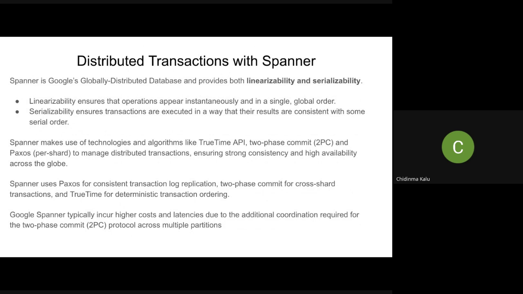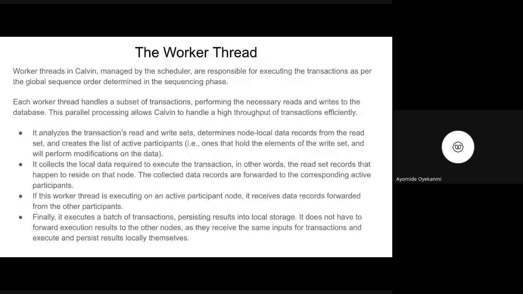Yes, we are in Spanner. Sorry, you want to say something, Emily? No? Okay. Yeah, ask where in the book it is. You can't find Calvin? Yeah, oh, okay, no, I found it.